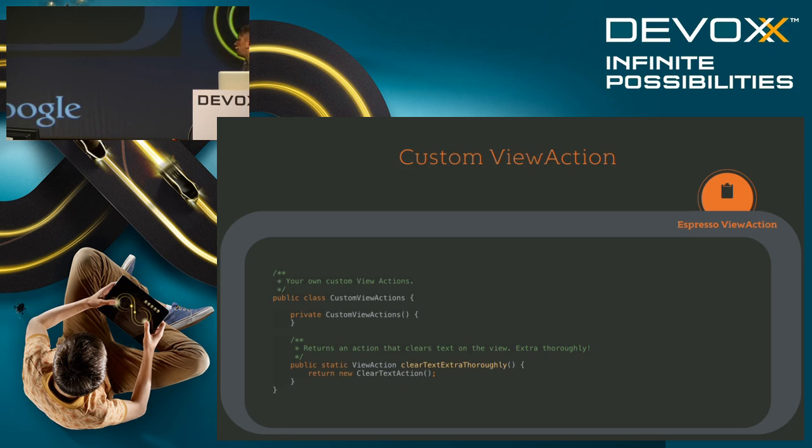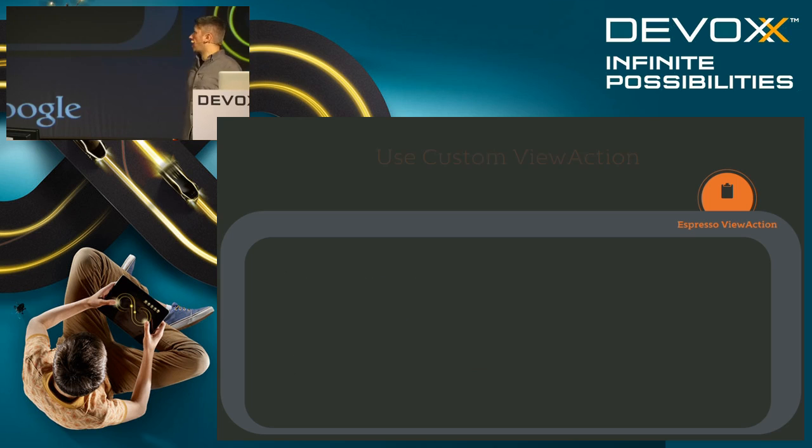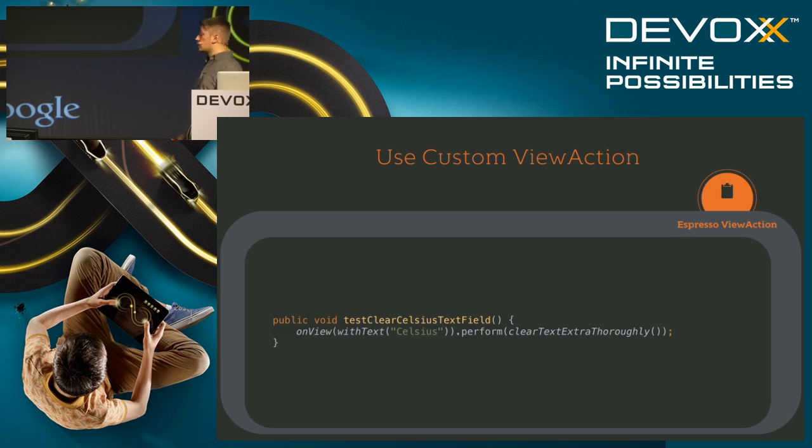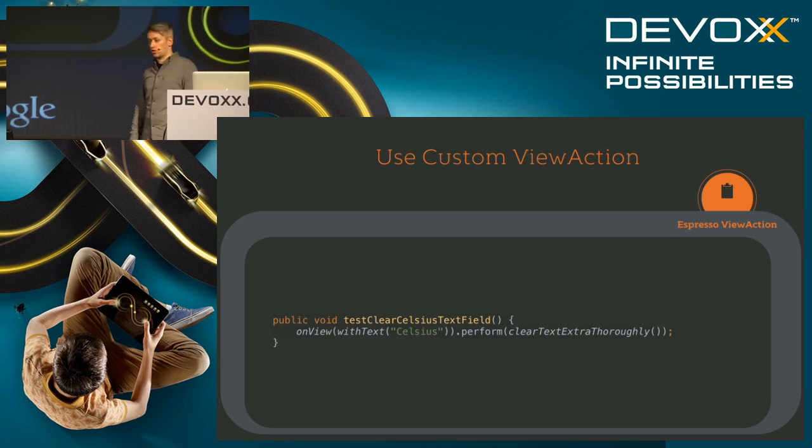Just to make it a little bit more useful, I can wrap it in another class so that I can write a method like this. Let's say I have a test. My test is called testClearCelsiusTextField. So I can say onView withText Celsius perform and then my custom view action. I can statically import it because I wrote a static method for it. So I can just say clearText, and that's it. So even if what you need is not in Espresso by default, it's very easy and extensible. It's very easy to write some of your own functionality.